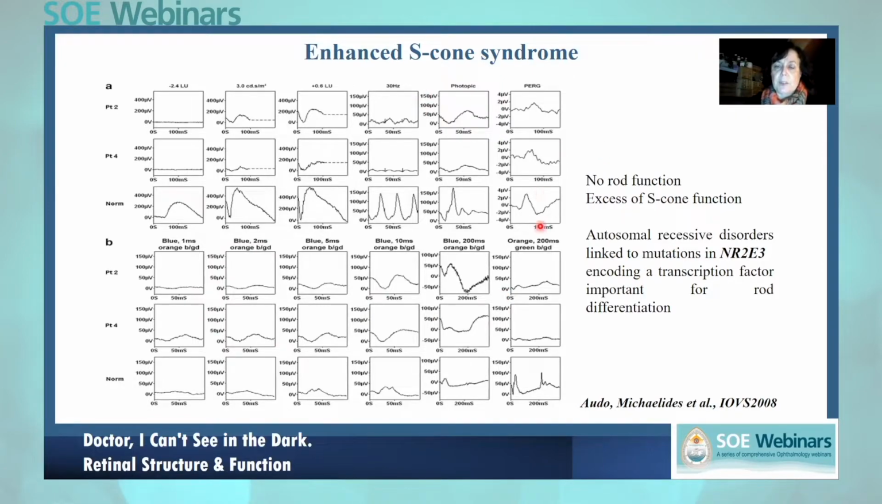So enhanced S-cone syndrome is a recessive disorder linked to mutation in a transcription factor called NR2E3, which is really critical for rod differentiation. When NR2E3 is mutated, there's no rod differentiation, and by default, all the retinoblasts that were supposed to give rise to rods actually differentiate into S cones, so there's an excess of S cones.